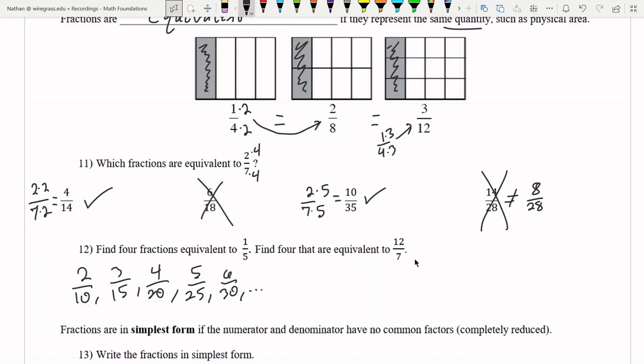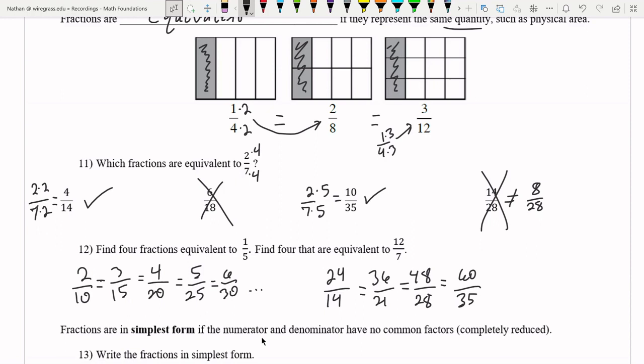The same thing is true here. Multiply by 2, 24/14. By 3, it's going to be 36/21. By 4, 48/28. And by 5, 60/35. These are all the exact same. I should write it like this, actually. Instead of using a comma, I should use the equal sign since they are, in fact, equal.